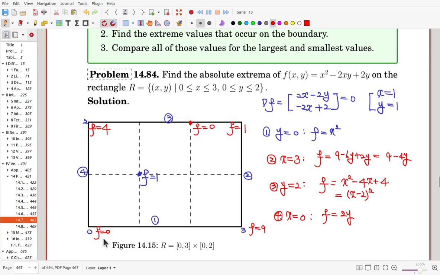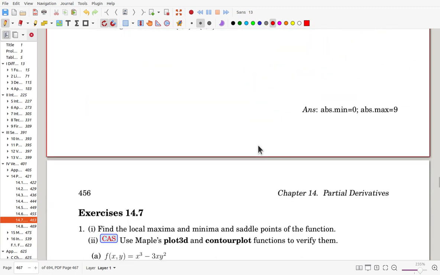Here are 0, 1, 9, 1, 4. Among them, the smallest one is 0 and the largest one is 9. So the minimum is 0, the maximum is 9. Okay, that's the end of the section.